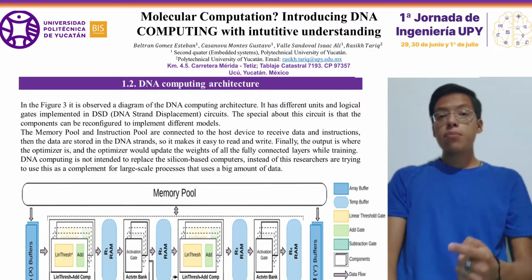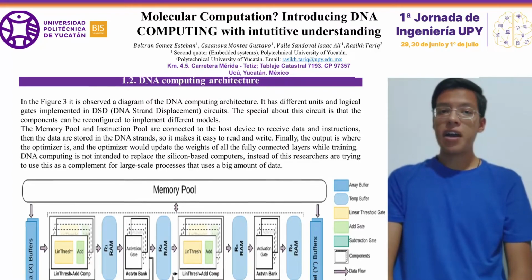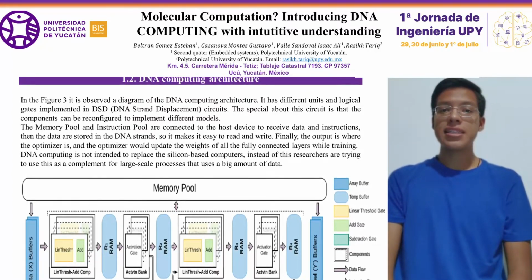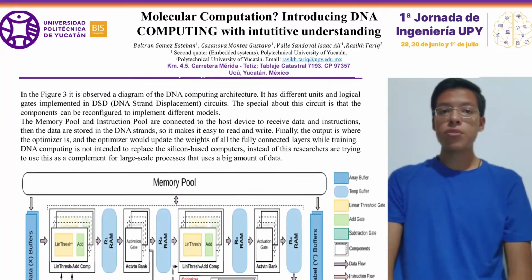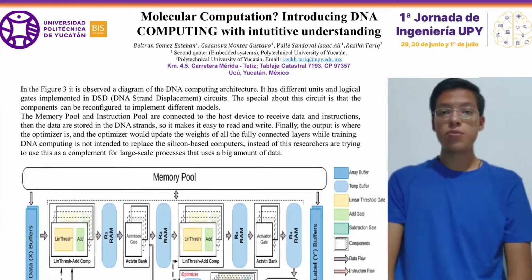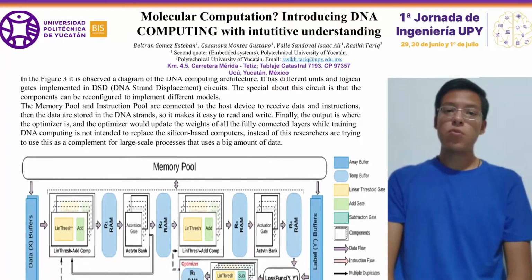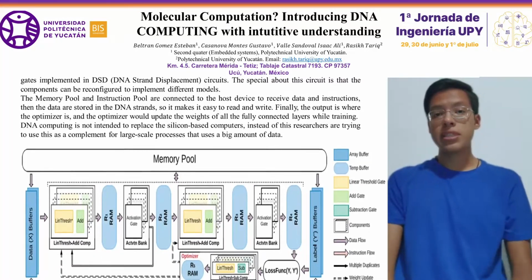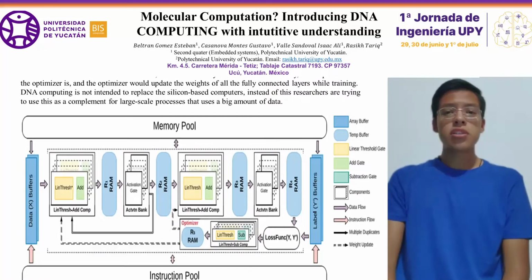Part number 1.2, DNA computing architecture. In figure number 5, you can see it has different units and logical gates in DSD circuits. There is a memory pool and the instruction pool. The first one is where the instructions go and storage. The second one makes what the instruction pool receives. And finally, it has an outcome where all the results are shown.